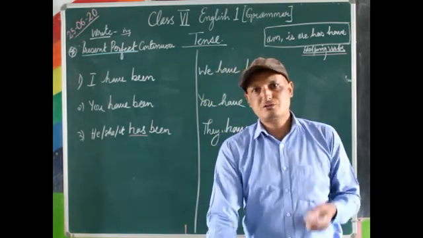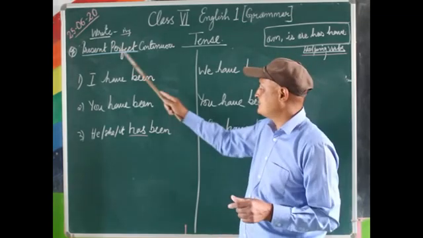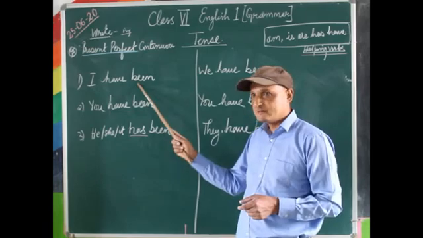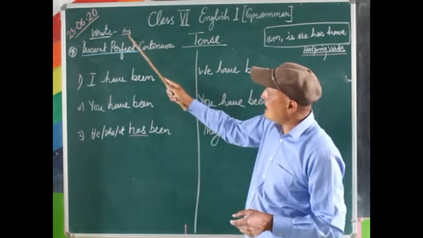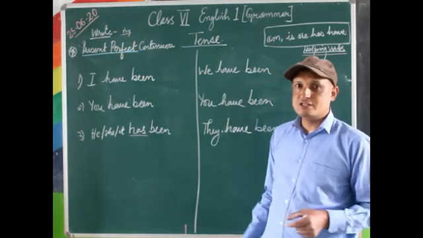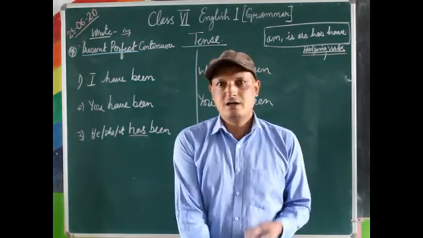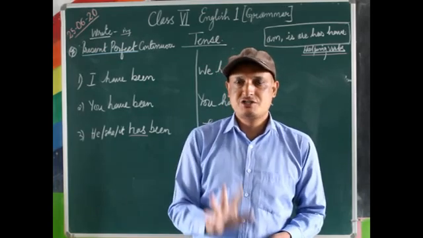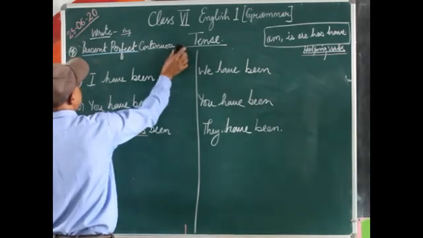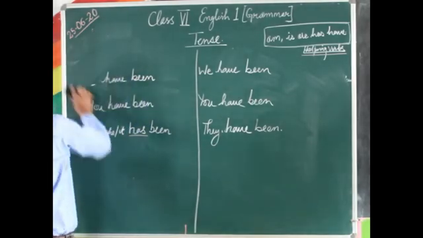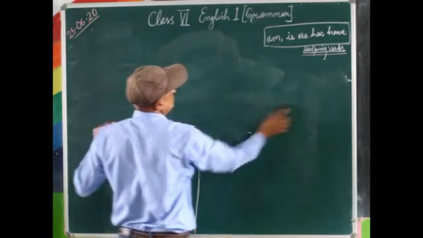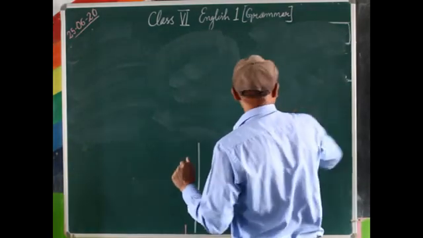The only thing that you should keep in mind in the present perfect continuous tense is that we use the helping verbs have and add been and add ing to the root form of the verb since it is the continuous tense. So this way we complete the four structures, the four forms under the present tense. What are they? The simple present, present continuous, present perfect, present perfect continuous tense.